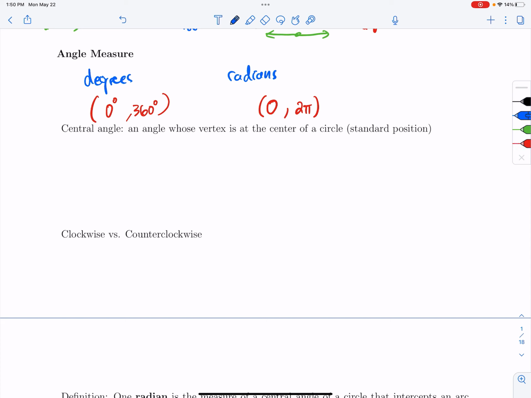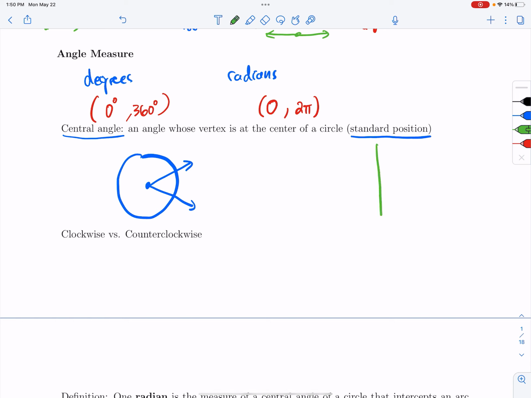All right, so some more terminology. We have a central angle, and that's an angle whose vertex is at the center of a circle, or it's in standard position. So if I have a circle here, there's the center. Here's a central angle. It's just an angle that's at the center of the circle. If I want to draw an angle in standard position, that's when it's on the XY plane.